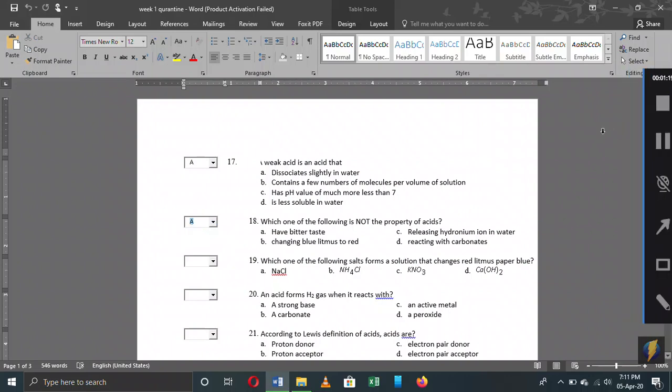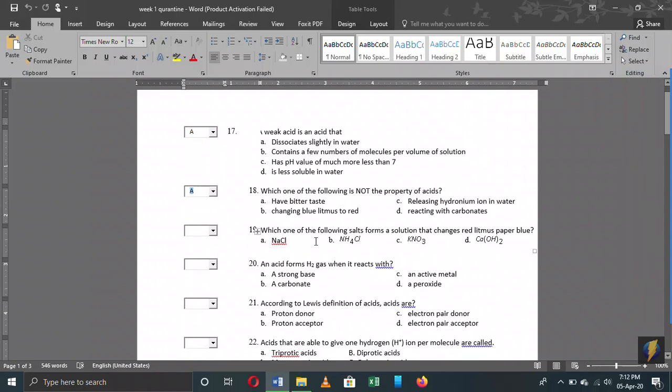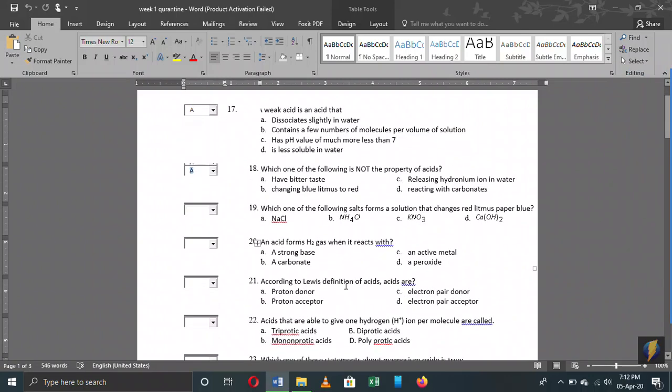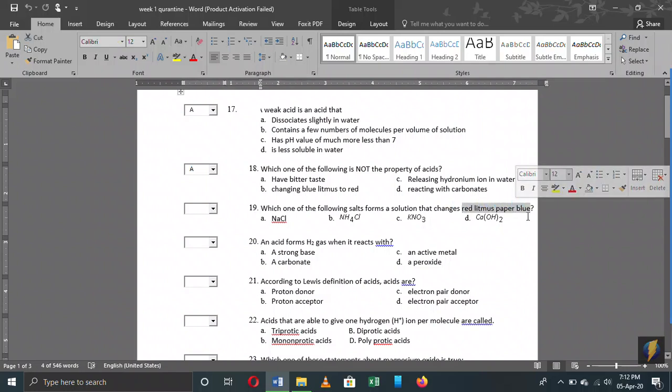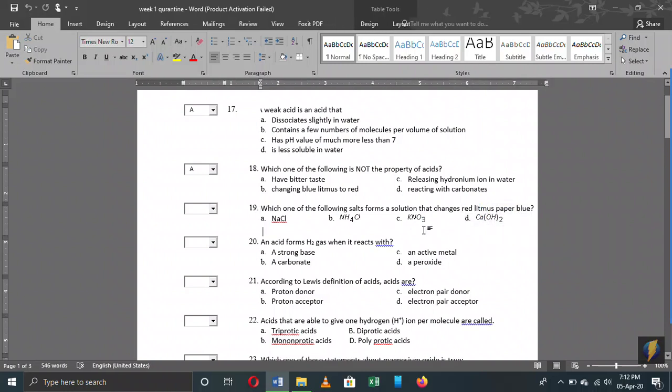Now let's go to question number 19. Which one of the following salts forms a solution that changes red litmus paper to blue? Actually, this is the quality of a base or an alkali, so we have to find which of these is a base or an alkali. Sodium chloride is a salt, ammonium chloride is also a salt, potassium nitrate is a salt, calcium hydroxide on the other hand is a base and alkali when you dissolve that in water. So the correct answer is D.